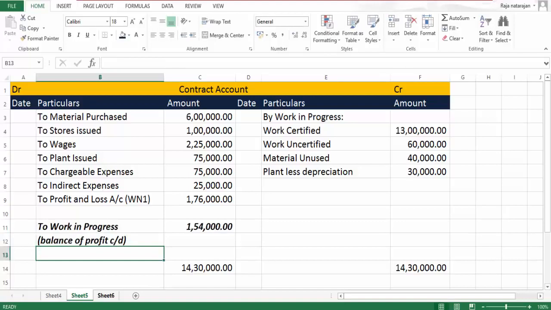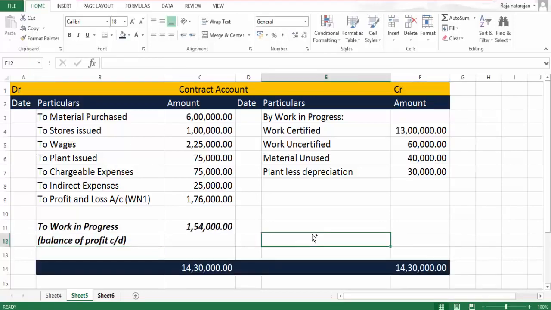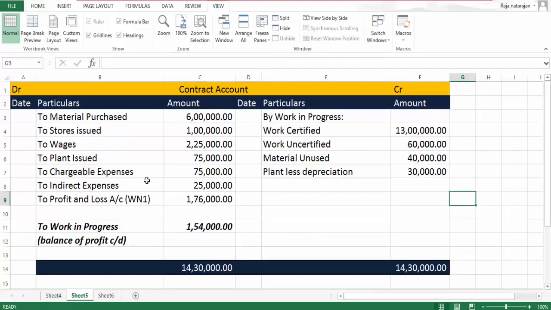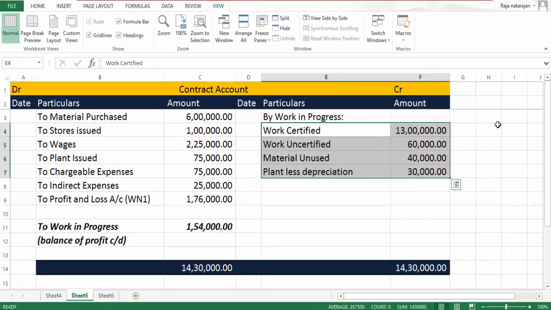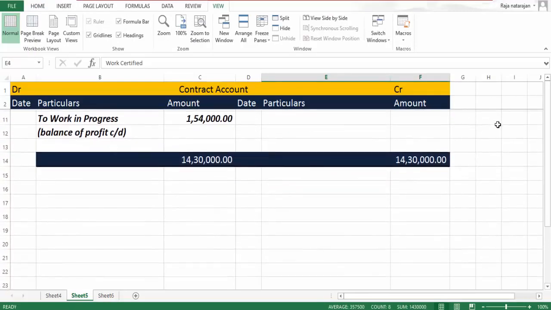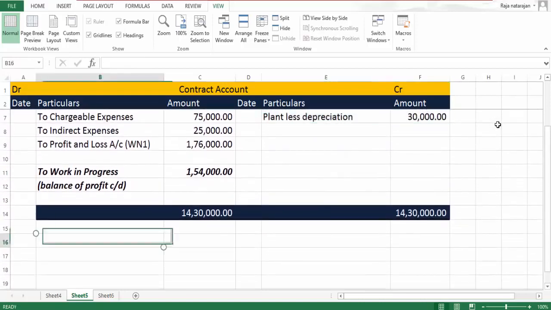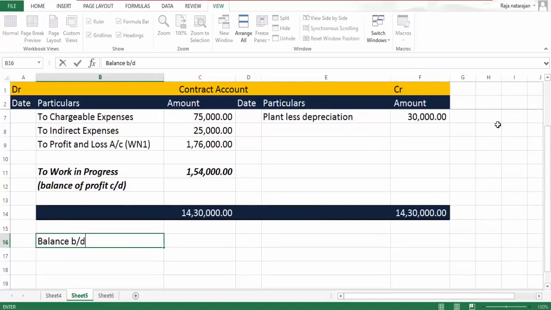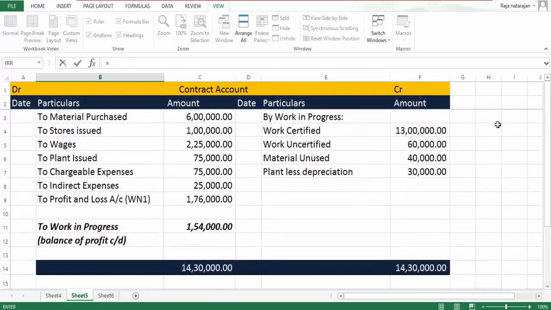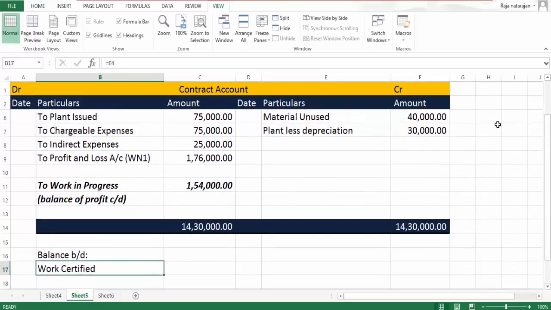So we are done with this contract account. Let's close this, so totaling and balancing is done. Now these balances have to be carried to the next period. So let's take it to the next period. Let me just bring them. Balance brought down, where we have work certified, uncertified. Let's capture one by one. Work certified was 13 lakhs.